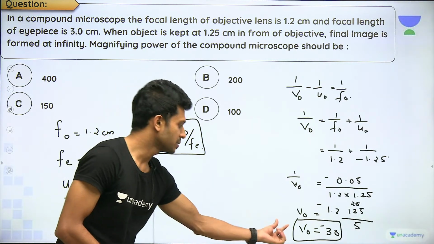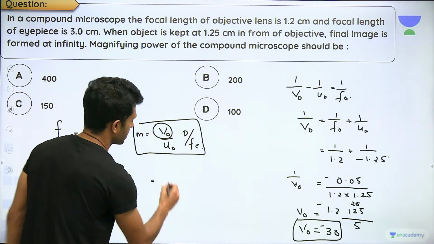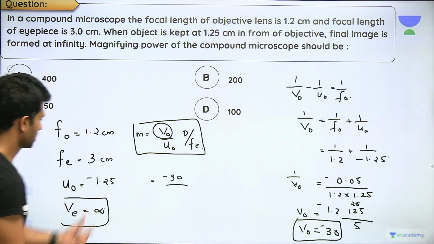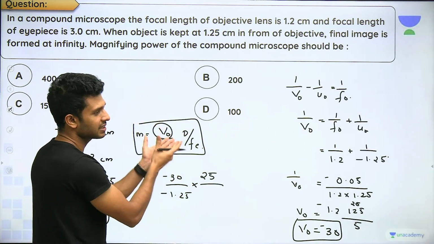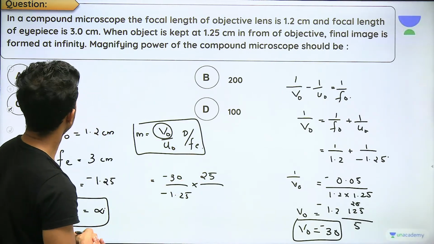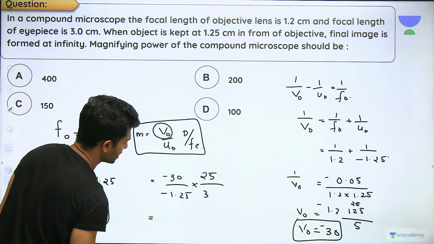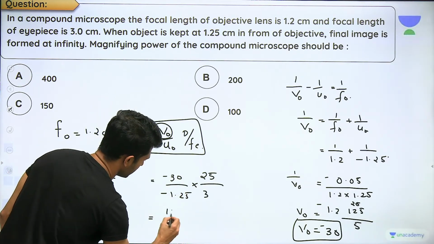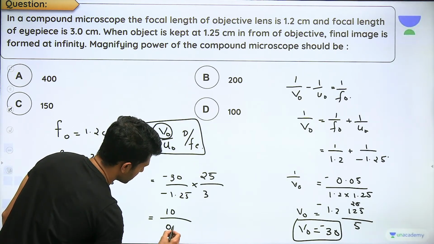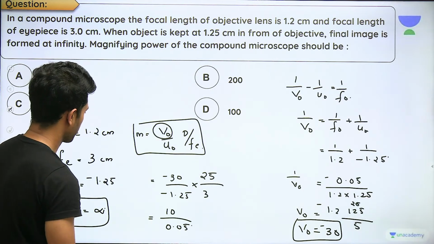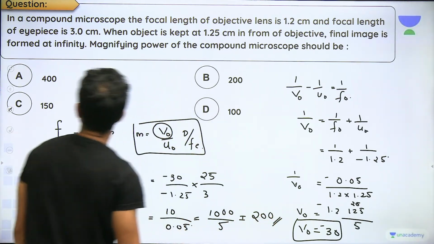What did we get? The distance of the image from the objective lens, V naught. Since we got V naught, why wait? Substitute and get your answer. Quickly. V naught is minus 30, U naught is minus 1.25. D, the least distance of distinct vision, we know has a constant value of 25 centimeter. Then focal length of eyepiece, how much was it? Okay, 3. Minus minus will cancel, right? And 30 by 3 is 10. Then 25 by 1.25, 5 times, right? So this becomes 0.05. Then this can be written as how much? Answer option B.